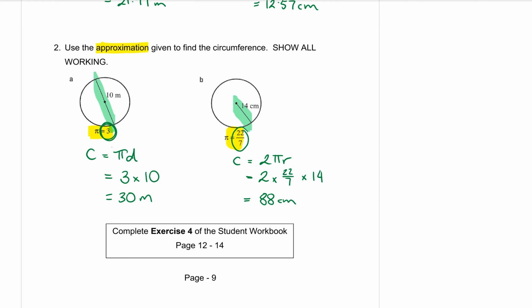Okay, so keep an eye out for those ones where you need to use approximate values for pi. So in your workbook today, you're doing exercise 4, which is on pages 12 to 14.